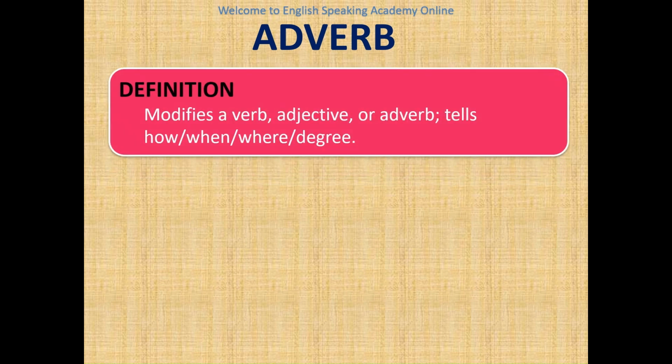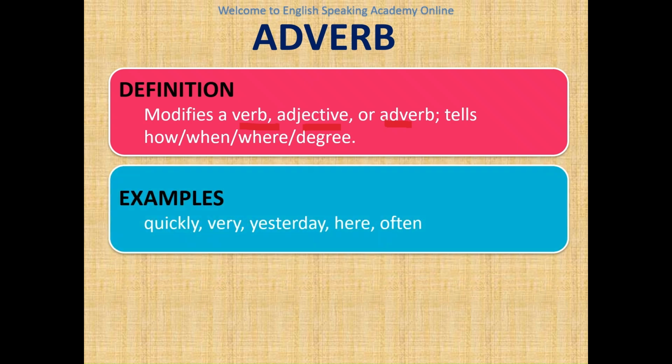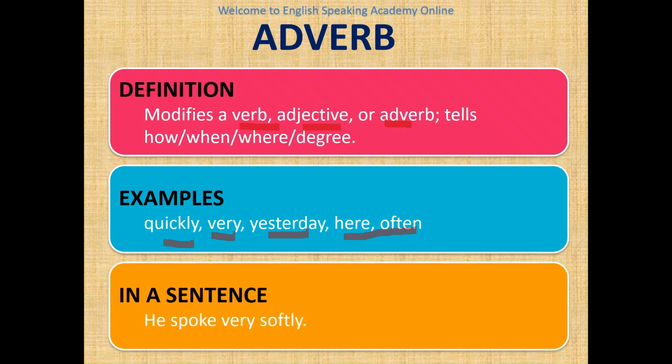The next component is an adverb. What is an adverb? An adverb is defined as anything which modifies a verb, adjective, or another adverb, and tells how, when, where, and degree. For example, quickly is an adverb, very is an adverb, yesterday, here, often are adverbs. For example, he spoke very softly. Here, very is an adverb.